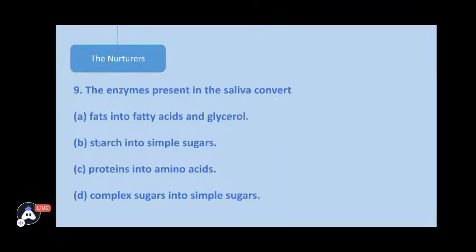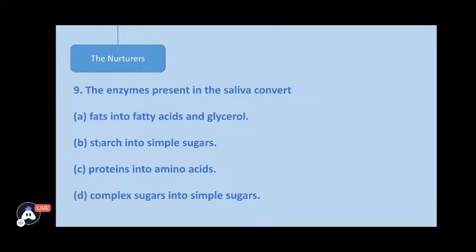Moving ahead to the next one: the enzymes present in saliva convert. There are certain enzymes present in saliva. What is the function of those enzymes? First, they convert fats into fatty acids and glycerol. Second, they convert starch into simple sugars. Third, they convert proteins into amino acids. And fourth, they convert complex sugars into simple sugar. So what is the function of saliva? You all must know that the salivary glands are present in the mouth and are responsible for secreting saliva. The saliva in turn is very helpful. So what is the function of saliva?